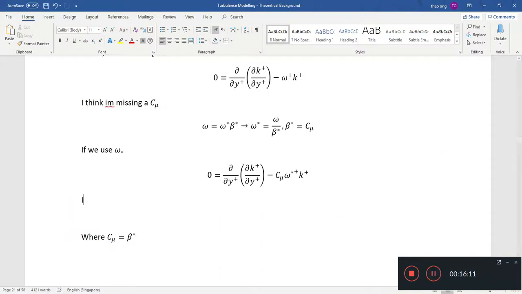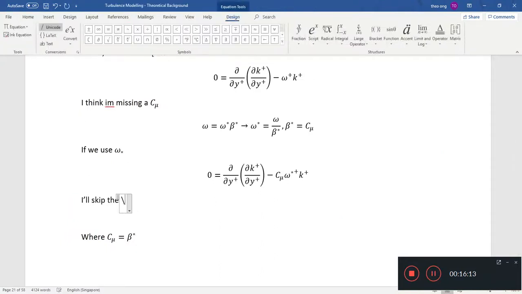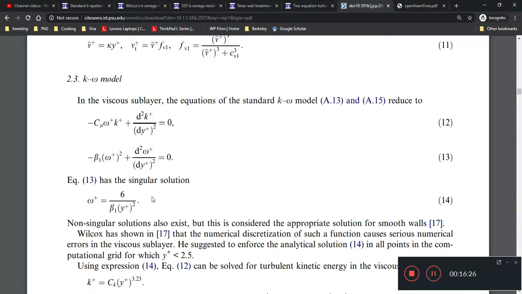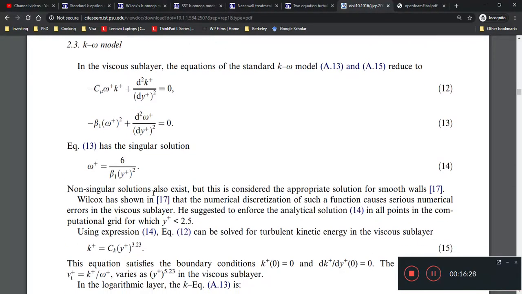skip the omega plus derivation unless it's really needed, or rather the omega star plus derivation. But long and short, after you go through all of these equations and then solve these ODEs, you start solving these ODEs in the boundary layer.